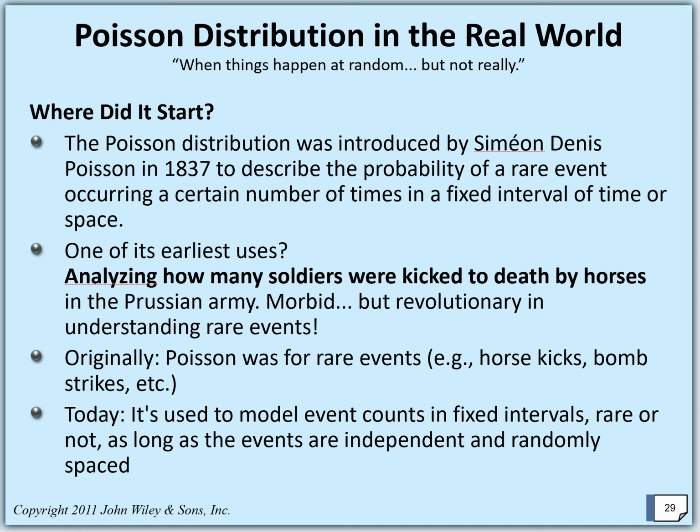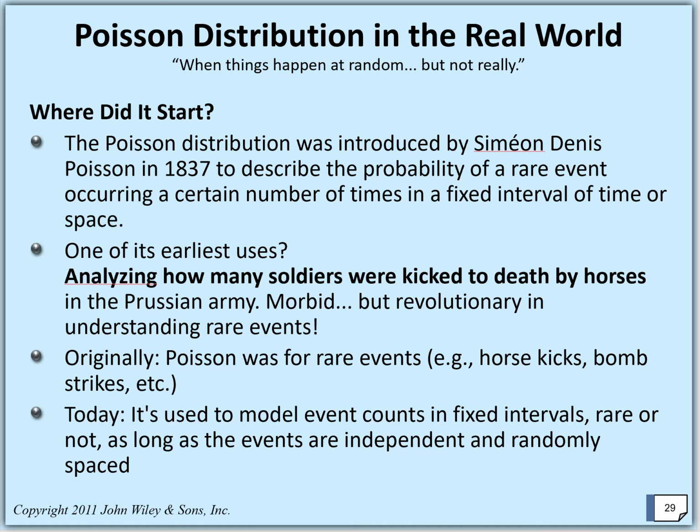So if you move an army, how many soldiers will be kicked and killed due to their own or others' horses kicking them? That's a rare event. Nobody usually hears about horses kicking people, maybe by accident or maybe the horse goes crazy or whatever. So Poisson was for rare events to start with: horse kicks, bomb strikes. In the Second World War, it was used to predict that on this piece of land, what is the probability of bombs hitting here, and so on.